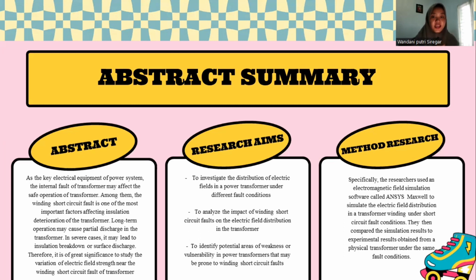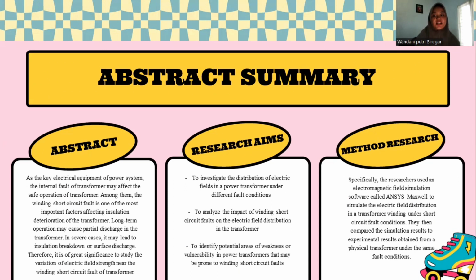Research aims. One, to investigate the distribution of the electric field in a power transformer under different fault conditions. Two, to analyze the impact of winding short circuit fault on the electric field distribution in the transformer. And three, to identify potential areas of weakness or vulnerability in the power transformer that might be prone to winding short circuit fault.